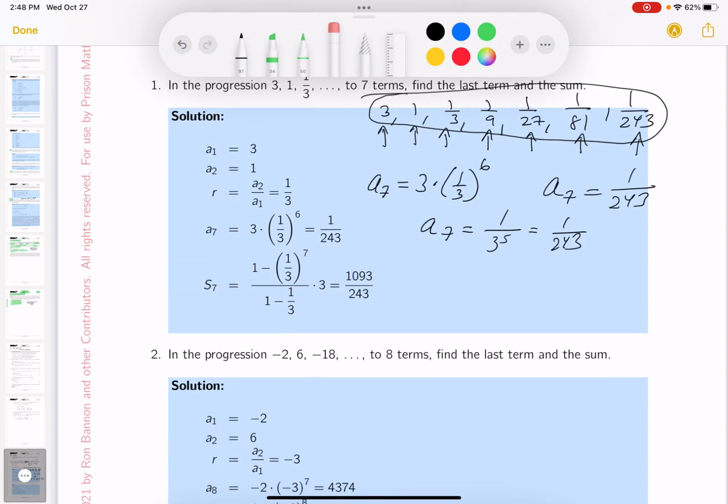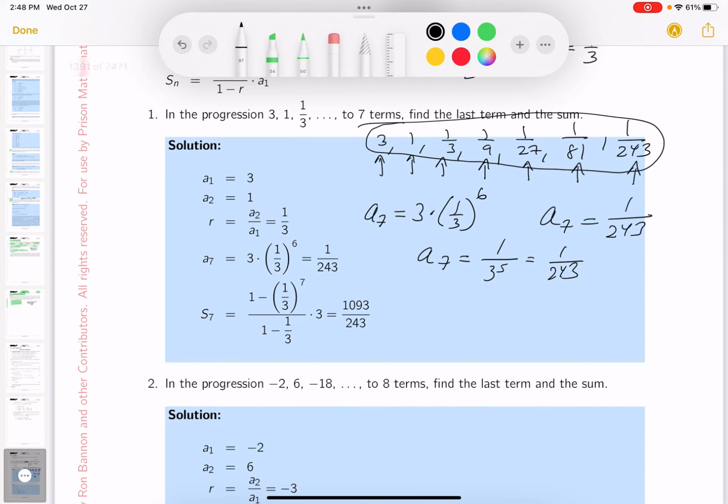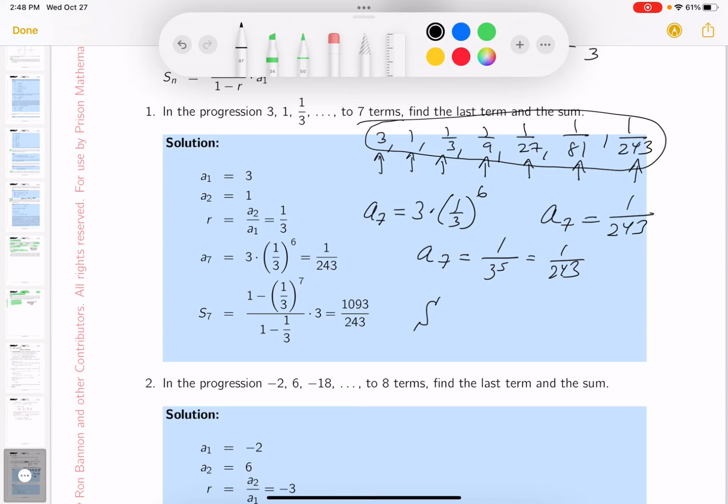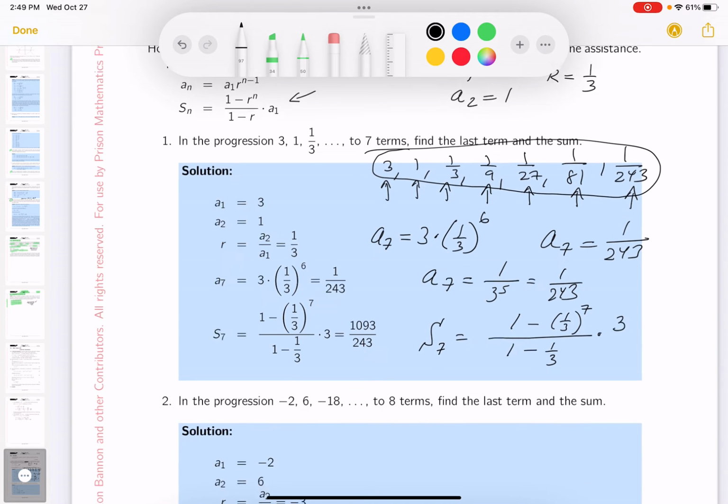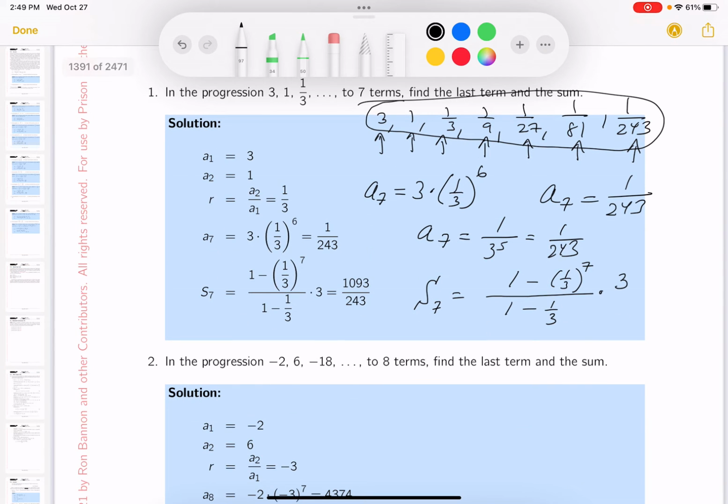I want to write the sum down. And what sum do I want? S7. And what do you get? 1 minus R. What's R? 1/3. Then what do you get on top? And again, the formulas are right up here. 1 minus 1/3 to the 7th power times A1, which is 3. All right? Well, I got some work to do. And someone says, do you have to do the work? Not really, but I want to do the work.